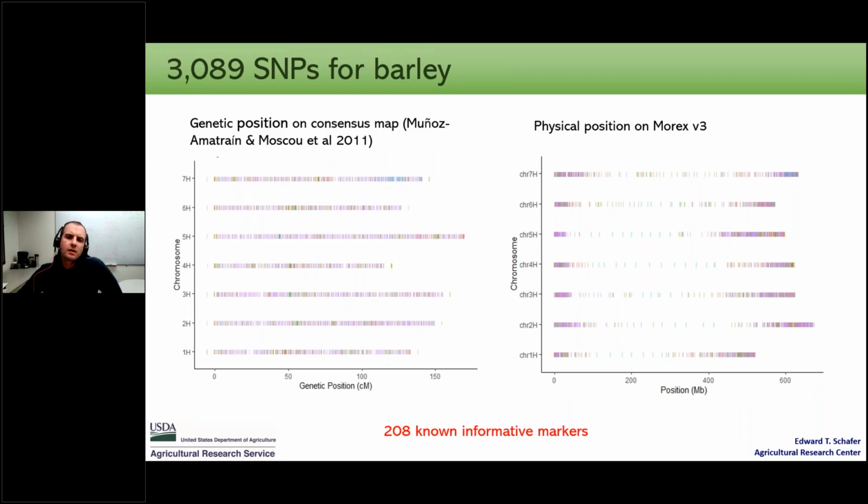In barley, we ended up with 3,089 SNPs that were nicely and evenly spaced along this genetic position map. And as expected, these SNPs are all clustered at the distal ends of the physical maps. Additionally, 208 of these are either diagnostic for a trait or at least annotated to be linked to a trait. So that was nice to have.